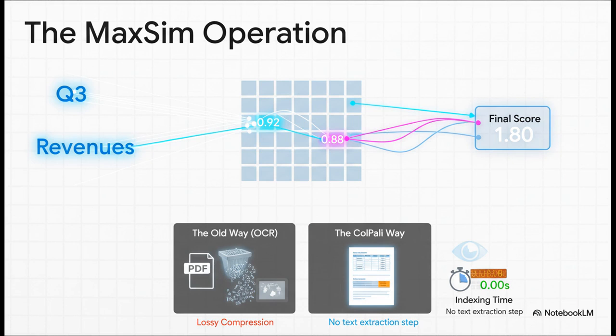It's brilliant. Let's say your query is Q3 revenues. Instead of comparing one query vector to one document vector, ColPali compares the vector for Q3 against all 1024 patches on the page. Then it does the same for revenues. It finds the best match for each word independently, and then it adds up the scores. This late interaction, doing the comparison at the last possible moment, is what lets it zero in on the exact spot where those concepts visually overlap.